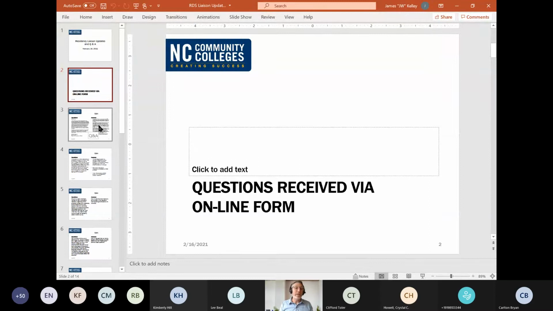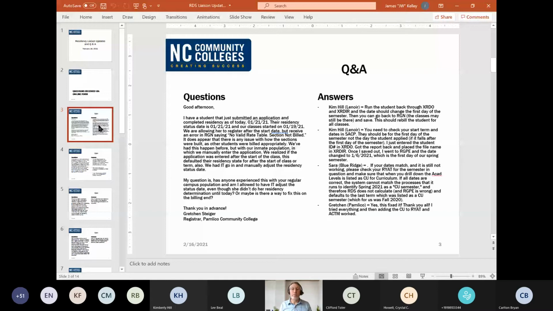And so we received an email request for information over the residency listserv from Gretchen from Pamlico Community College. And it was a really good question, and I felt like it had a lot of good information in it. And we really appreciate the people on the listserv being willing to share their ideas, share what they do at their colleges, because I believe that that is very helpful. And so if you're following along on the phone or on the PDF, we're on slide number 3.